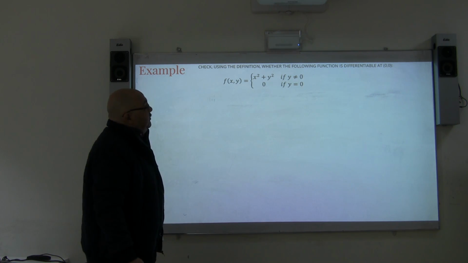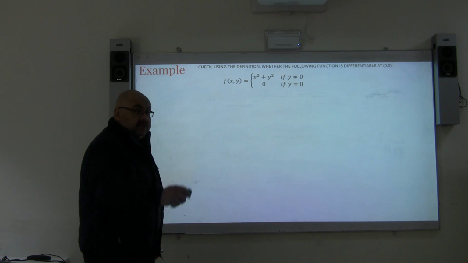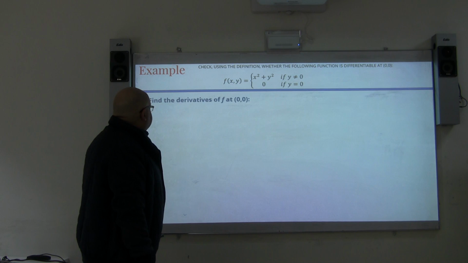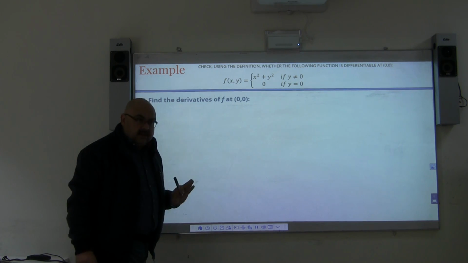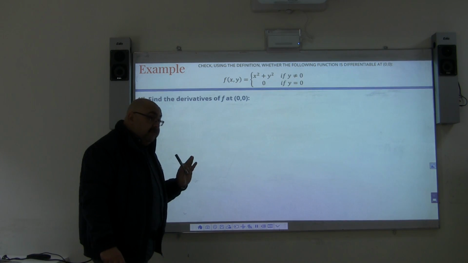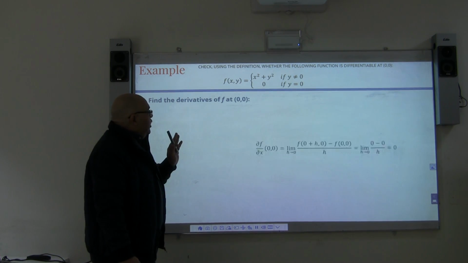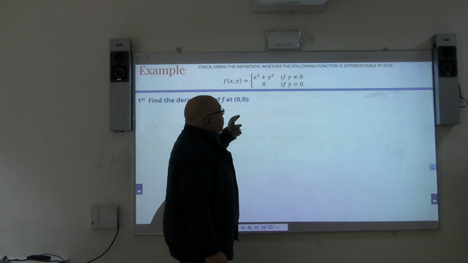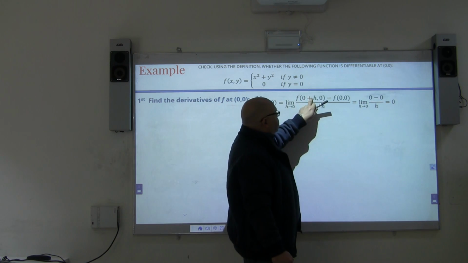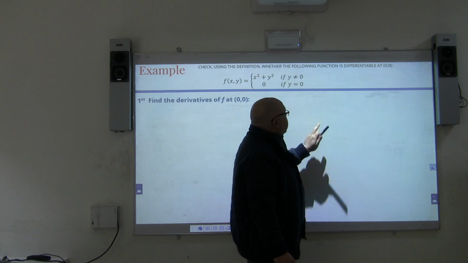Okay, whether the following function is differentiable at (0, 0) or not. So I will do the 3 steps. The first step, find the derivatives of f at (0, 0). In this case, I will use the definition of partial derivative at this point. I will have the partial derivative in the direction of x, which is simply [f(0 + h) - f(0, 0)] over h.